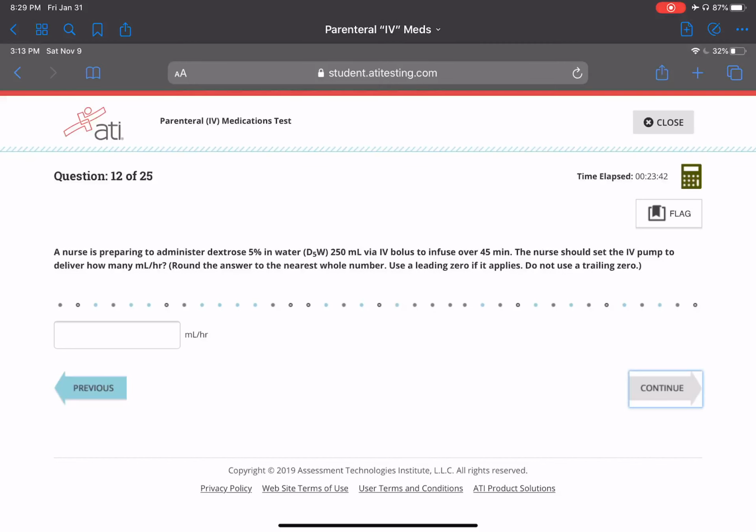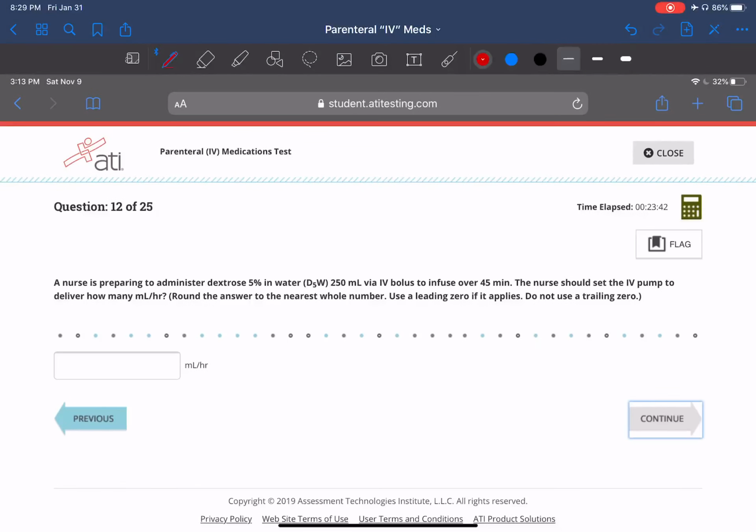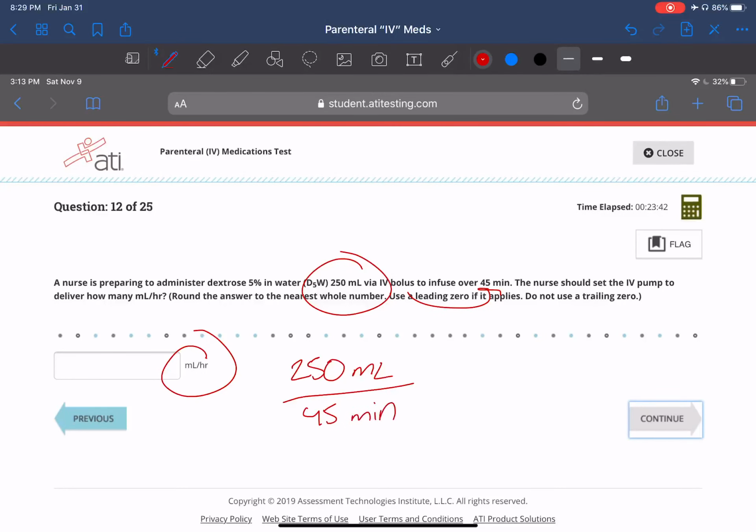Let's see. This is another ml per hour. I'm not going over this. Actually, I'll go over it super quick. ml per hour. We have ml right here, and it's for 45 minutes. Convert that minute into hours. So we need a minute right here. 60 minutes is equivalent to 1 hour. Let's do that math really quick.